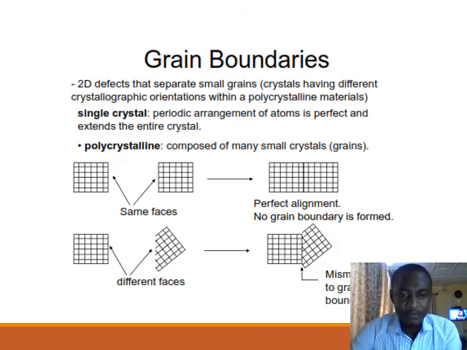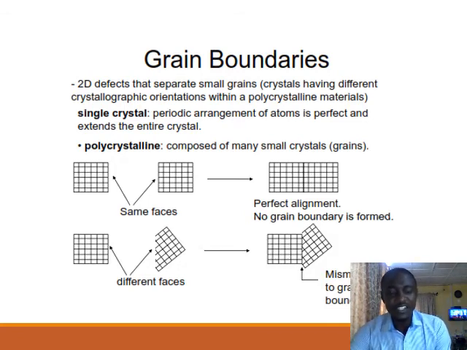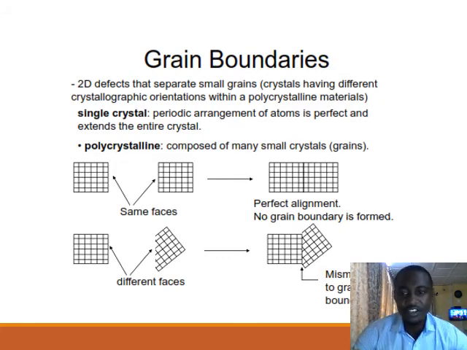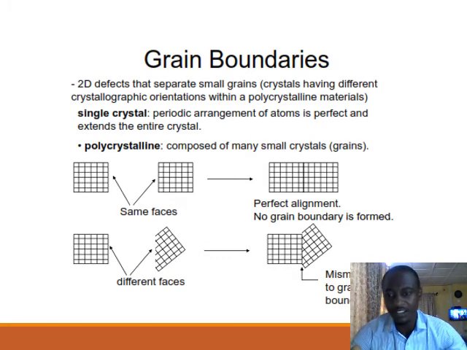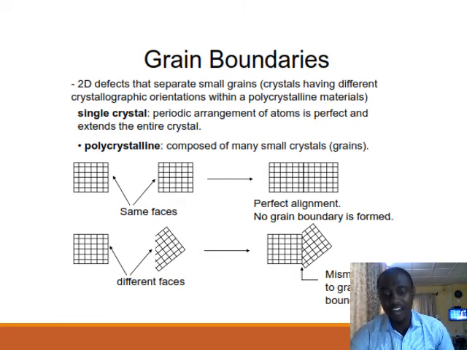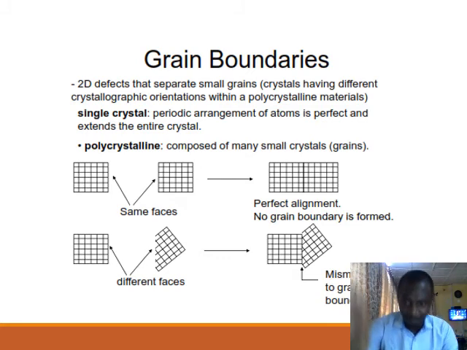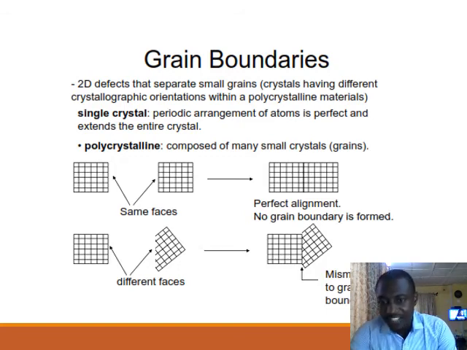But if you take two grains with different surfaces such that the orientation of the atoms are not aligned, and you combine them together, you will have a misfit in the arrangement, in the orientation of the atoms. So that misfit will now create a boundary for you. And you see that boundary becomes very, very important in understanding certain properties. So I'll quickly give you an example.